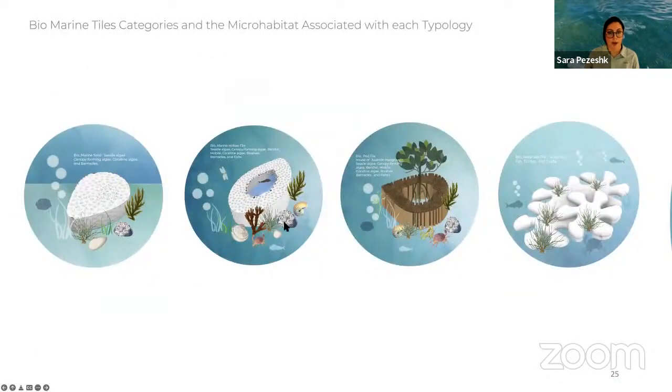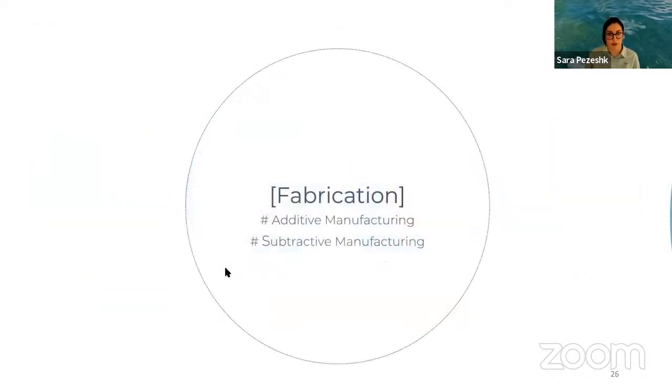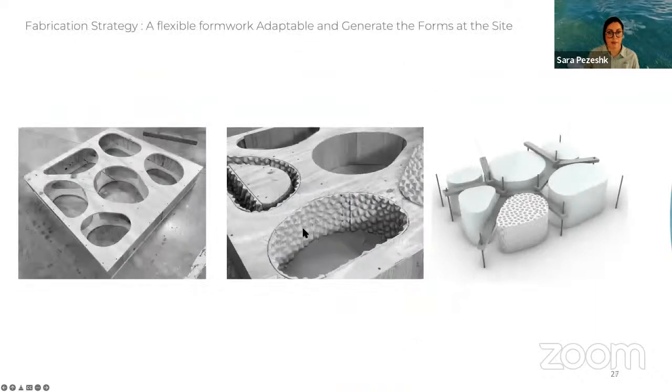Here are the biomarine tile categories and the macro habitat associated with each typology. The fabrication of these tiles, to make non-uniform Voronoi tiles, is challenging. The goal was to create and develop a formwork that is adaptable and the tile can be generated at the site.